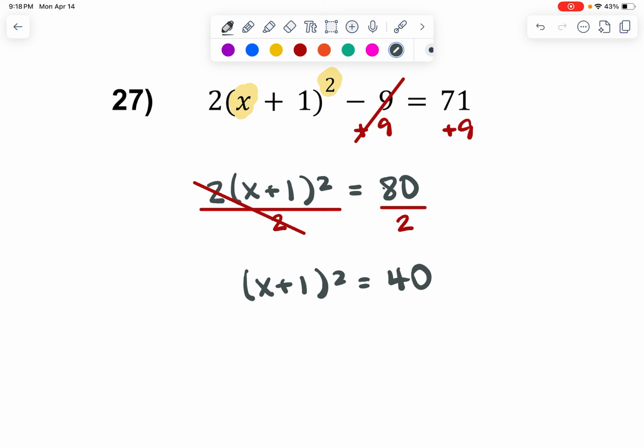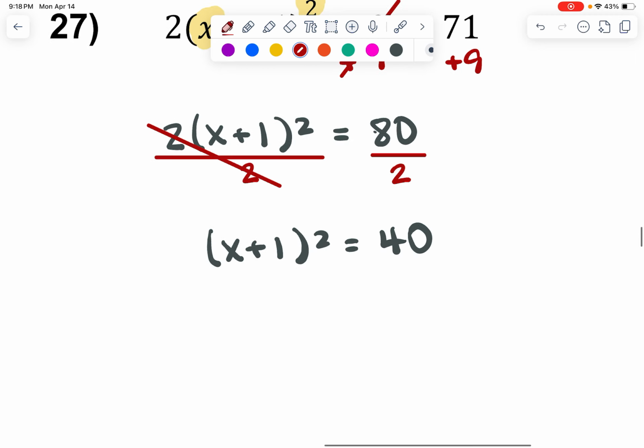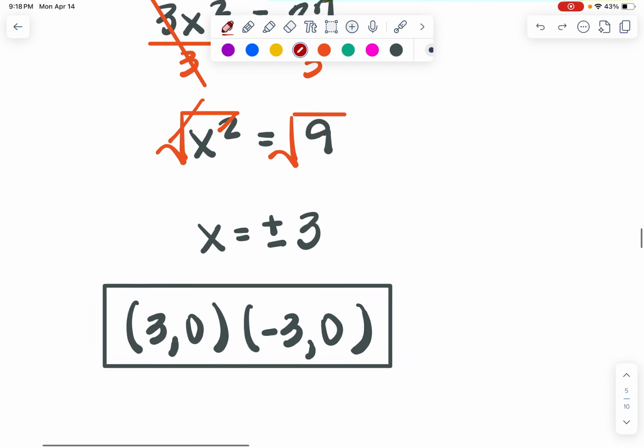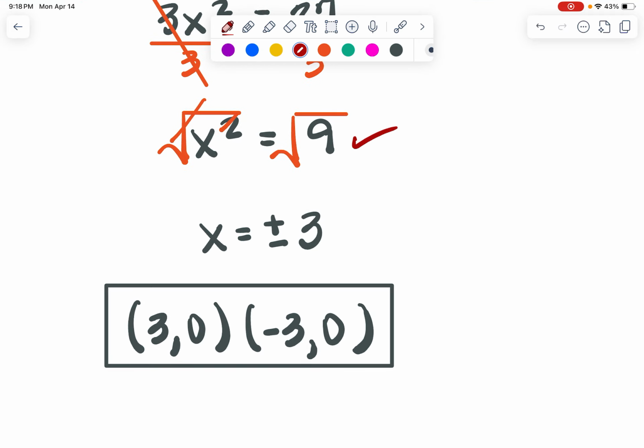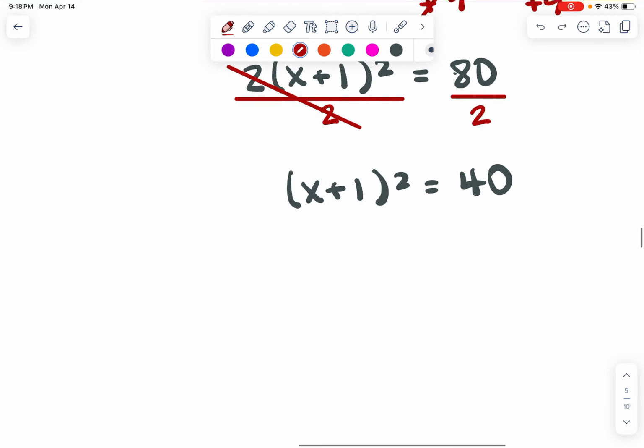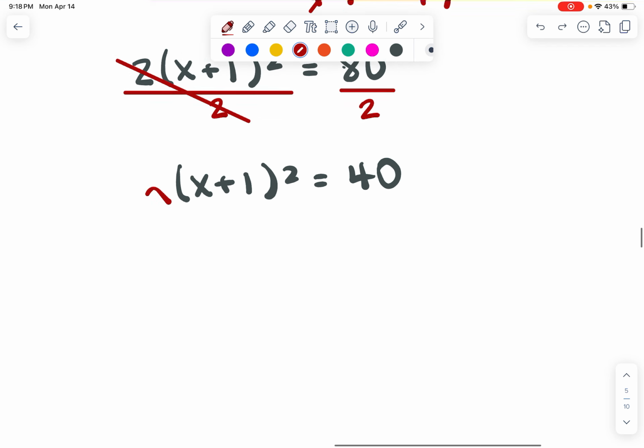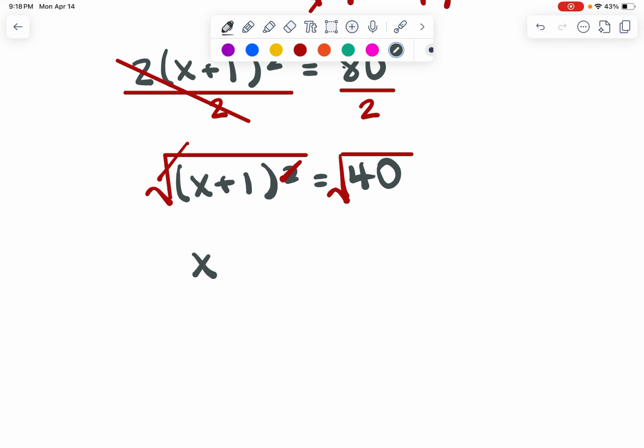And this is where it gets a little different than the previous problem, right? Because now I cannot get to that x without first eliminating the square. So instead of square rooting at the very, very end, like I did here on this problem, I have to square root now to get rid of the square so I can get to that x. So square roots and squares cancel. Now I don't have a need for the parentheses anymore, so I can just drop the parentheses and write x plus 1.